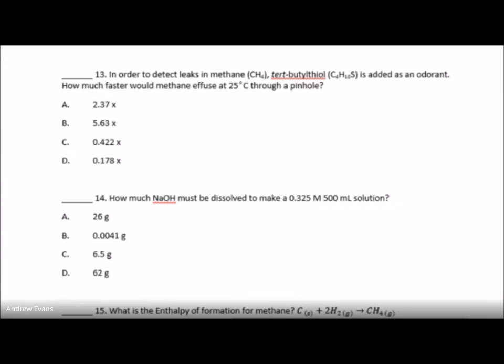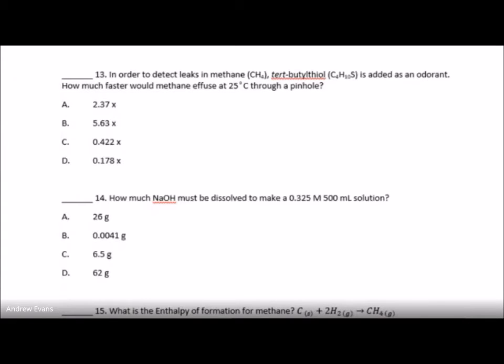Okay. In order to detect leaks in methane, tert-butylthiol, C4H10S, is added as an odorant. How much faster would methane diffuse? So rate of methane over rate of, we'll just say, the TBS is equal to the square root of the molar mass of TBS over the molar mass of methane.